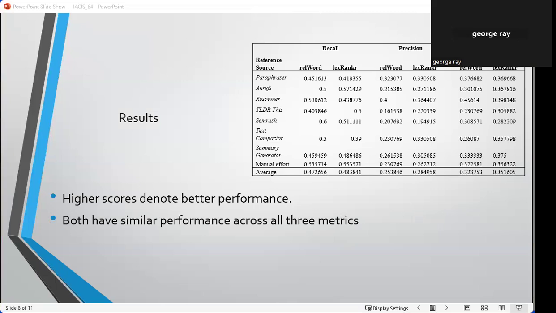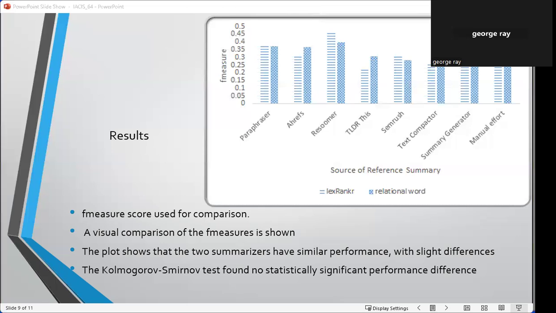The results of generating the 2 candidate summaries, 8 reference summaries, and calculating the Rouge scores comparing each candidate summary against all 8 reference summaries are shown in this table. Higher scores denote better performance. At first glance, the widely distributed LexRanker and the proposed relationship word summarizer have similar performance across all 3 metrics. As noted, the F measure score will be used for further analysis. A visual comparison of the F measure for LexRanker and the relationship word summarizer is shown in this figure. The plot shows that the 2 summarizers appear to have similar performance with slight differences.